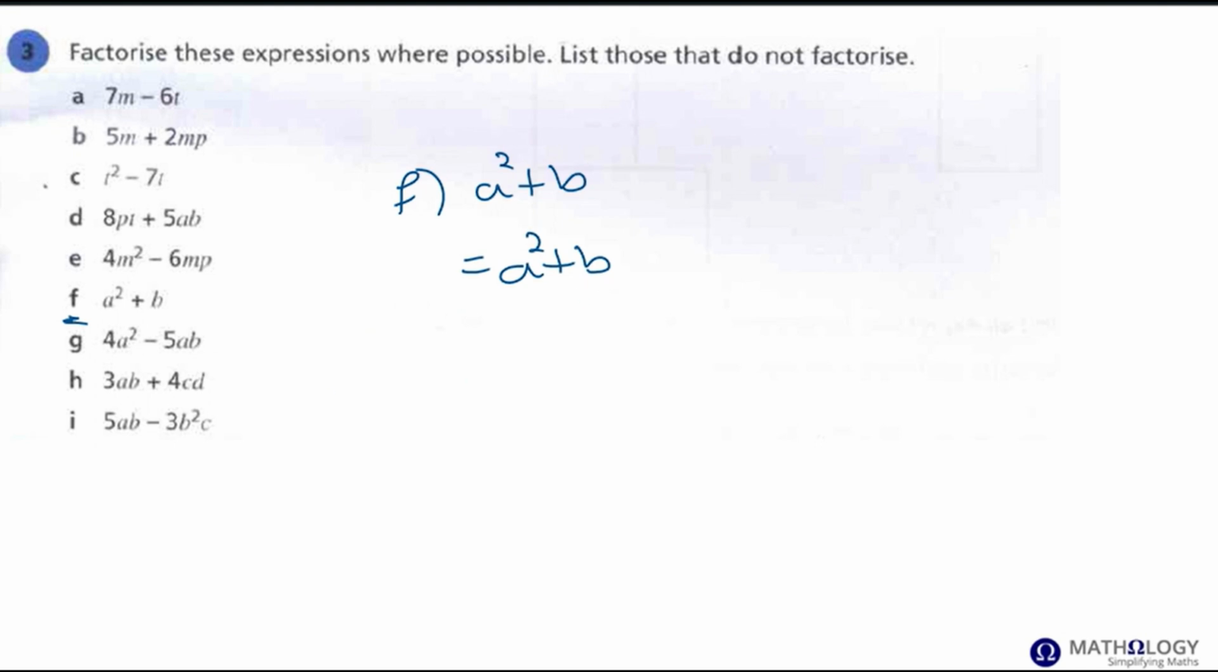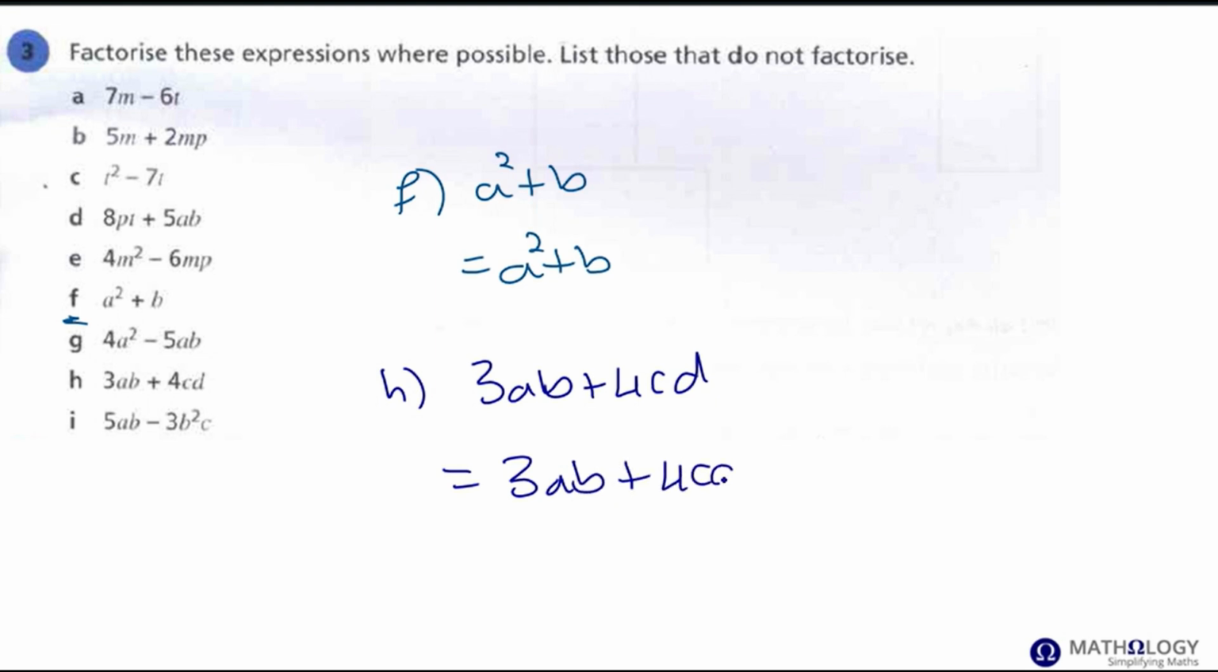Let's do another example. H: 3ab plus 4cd. Let's look at the numerical coefficients first, 3 and 4. There isn't a common factor between 3 and 4. We have a times b in the first term and c times d in the second term. There also isn't a variable that is common between the two terms. So again, we write out the expression: 3ab plus 4cd. If you leave it blank, you'll not get any marks.